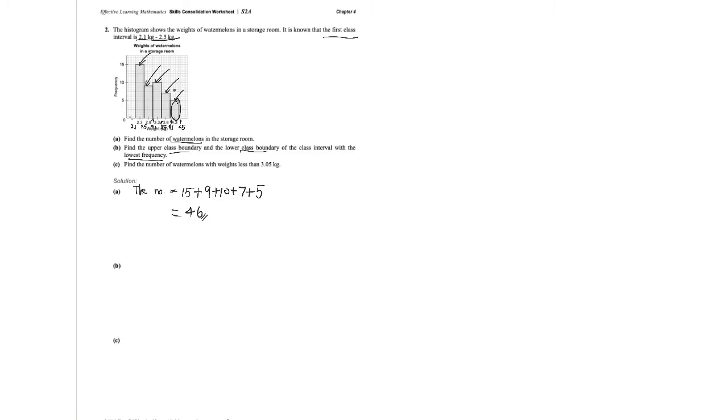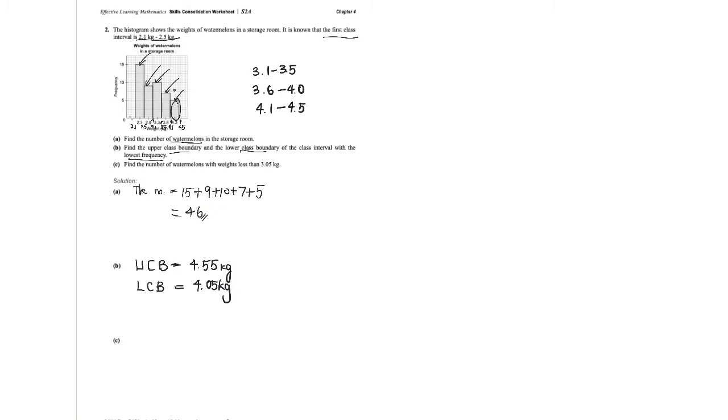So basically you can imagine that will be 3.1 to 3.5, and then 3.6 to 4.0, and 4.1 to 4.5. Okay, this is what you have. And that is why the upper class boundary basically will be equal to 4.55 kilogram, while the lower class boundary will be equal to 4.05 kilogram. Okay, like this.